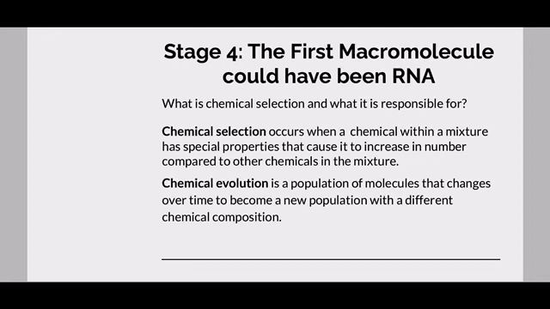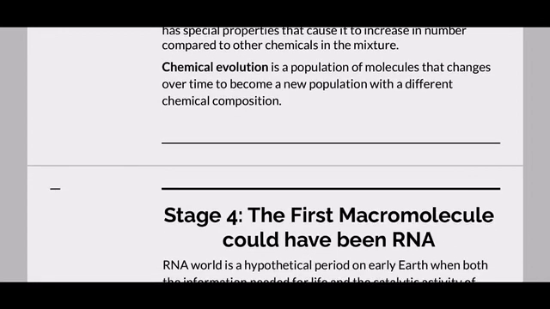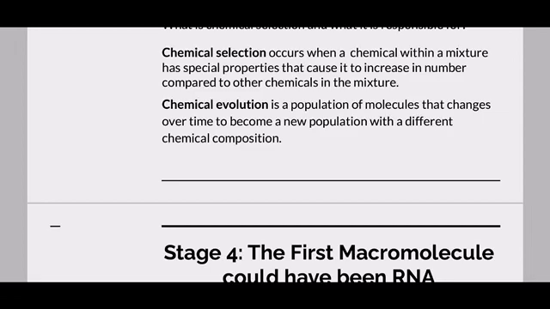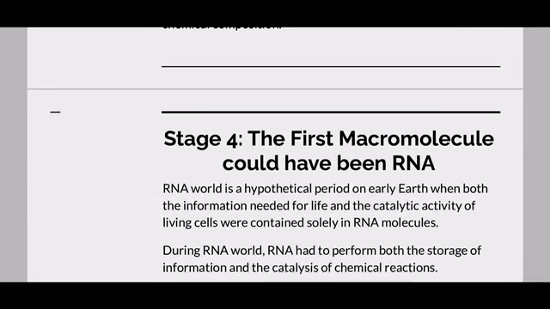Then comes chemical evolution, which is when a population of molecules changes over time and becomes a new population with different chemical compositions. That is what changes the actual chemical and picks the best things and then carries on with only the best traits, as happened with evolution itself. Let's go to the next one.